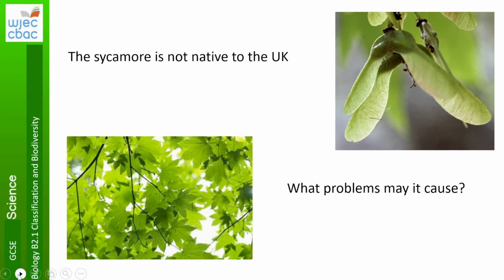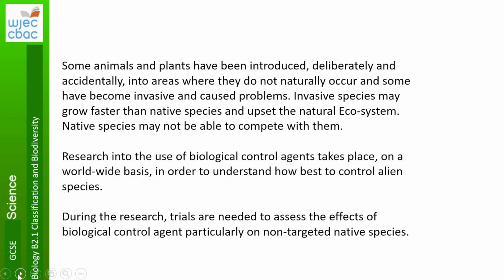So some animals and plants have been introduced deliberately because people want to control the size of the population, or perhaps because they like what the plant looks like, and some have been introduced accidentally into areas where they don't naturally occur. Some will become invasive and cause problems, some don't cause any problems. Invasive species are those that grow faster than our native species, and therefore they upset the natural ecosystem because the native species may not be able to compete with them quickly enough.